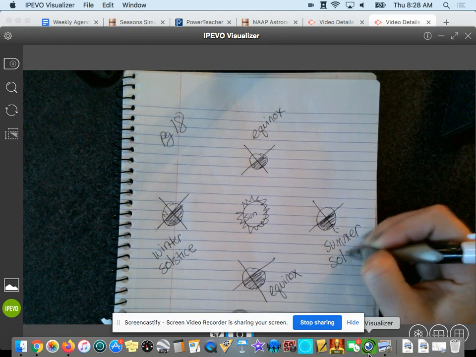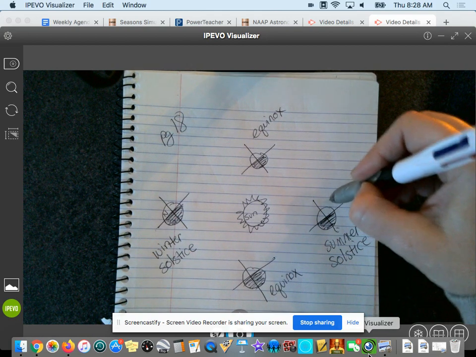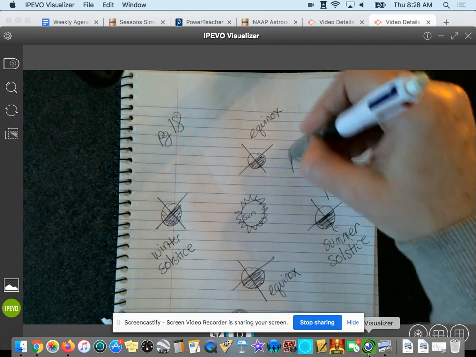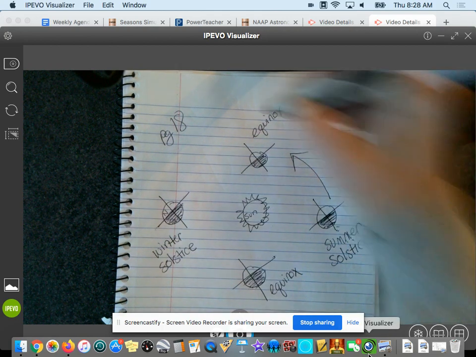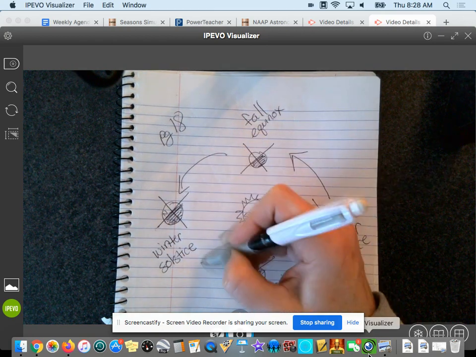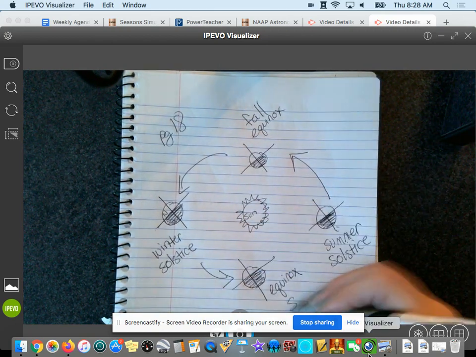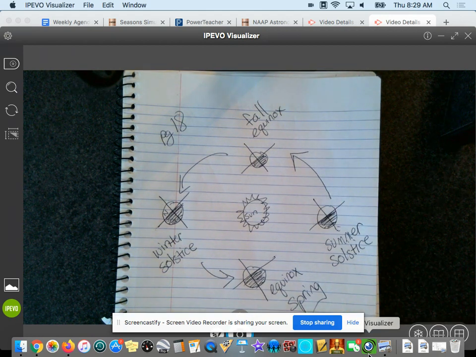And now we can figure out fall and spring by just making our arrows. The arrows represent our revolution. Summer goes to what? So we'll call that fall, winter, and then this must be what? Spring. And that is how you make a diagram of the seasons. It's the best way to study and understand the seasons.